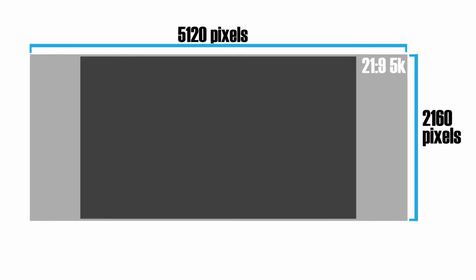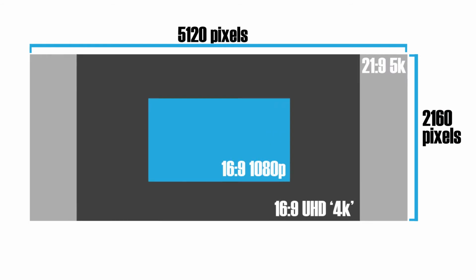Samsung and LG recently announced their new 105-inch 21:9 aspect ratio 5K displays were available for pre-order. 5K comes in at 5,120 by 2,160 pixels, and with the lack of 5K, let alone 4K content, it's a good job both of these screens have upscaling options built in.